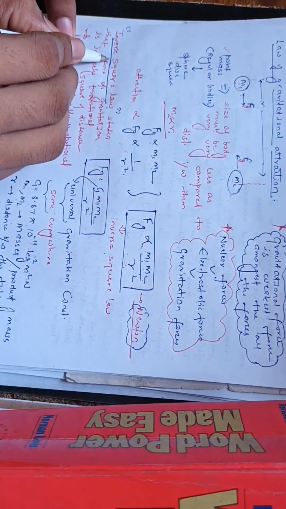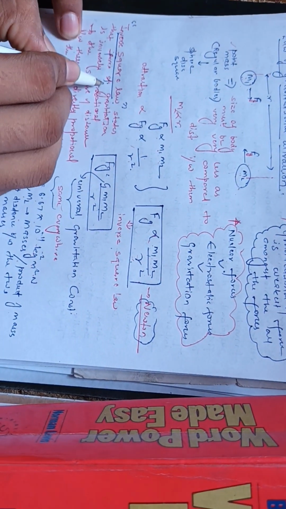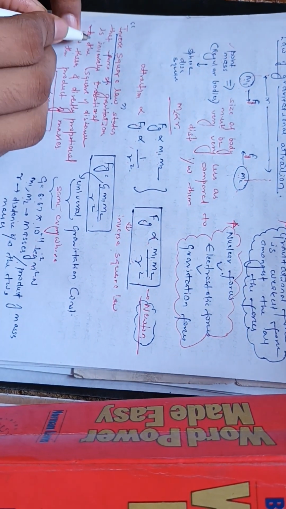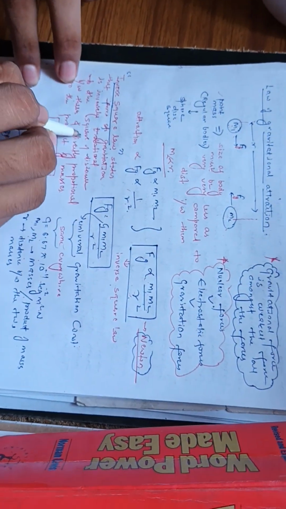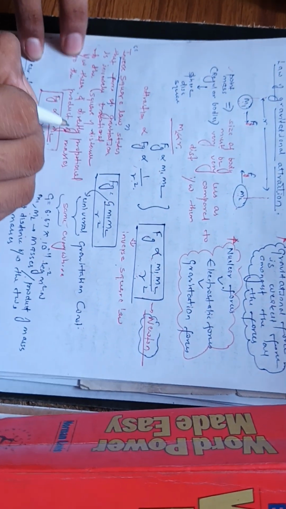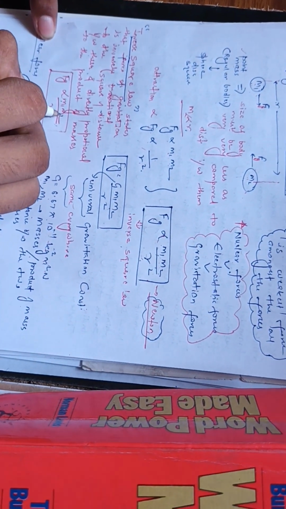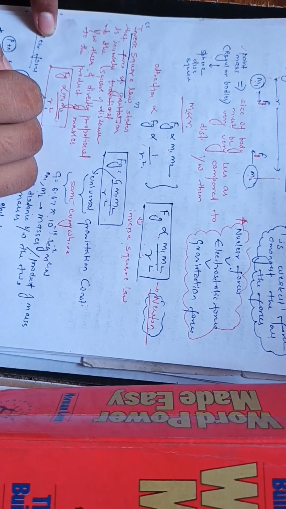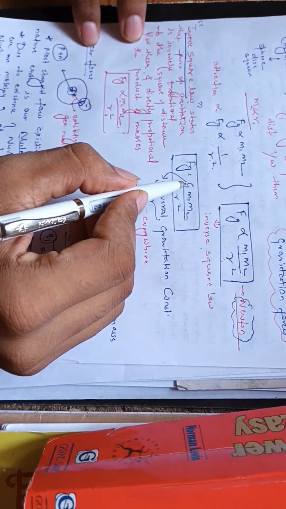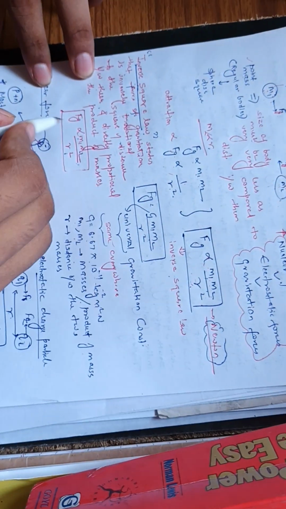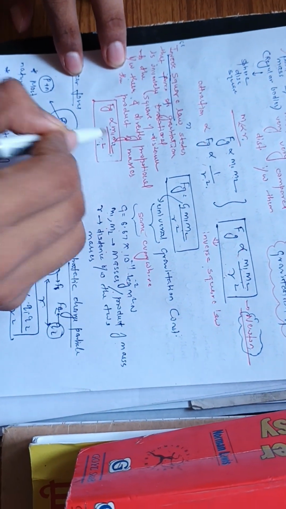So the inverse square law states that the force of attraction between them is inversely proportional to the square of the distance between them and is directly proportional to the product of the masses. So we can say the force of gravity is directly proportional to m1 and m2 and inversely proportional to r square.